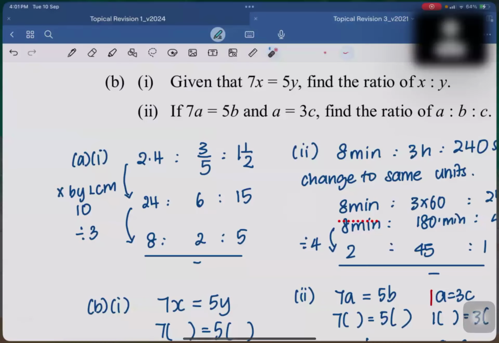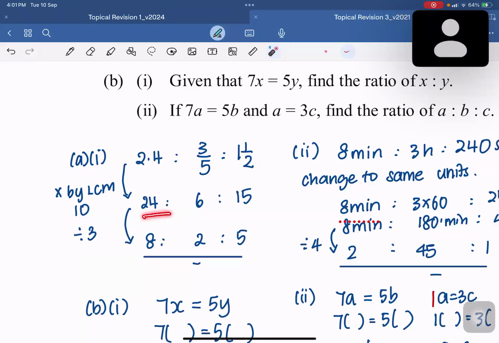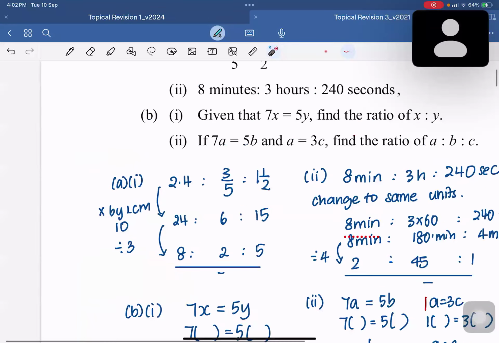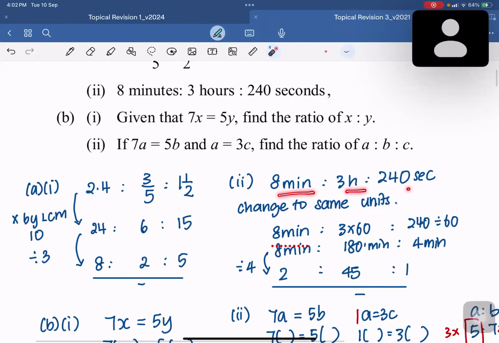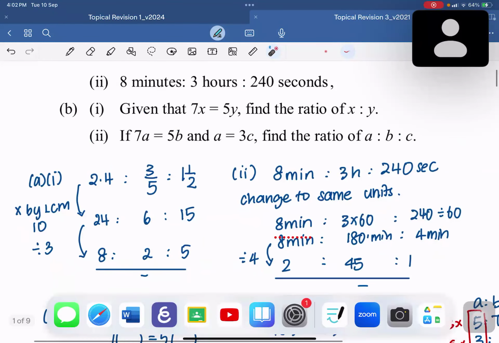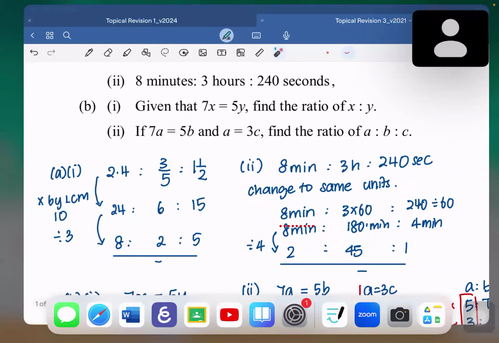Okay, to get rid of the denominator. And then after that, once I had multiplied already by 10, these are the numbers. I check whether is there any more common factors. So I divide by 3, and this one will be the answer. Right? So part 2, this one something similar also, but you notice that the units over here are all different. So what we're going to do, we're going to change everything to the same number of units. I have minutes, hours, and seconds. So instead of changing out to seconds or hours, which is quite extreme, I'll change everything into minutes over here. And then after that, we simplify the ratio.